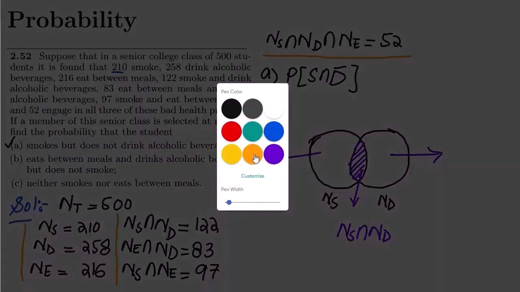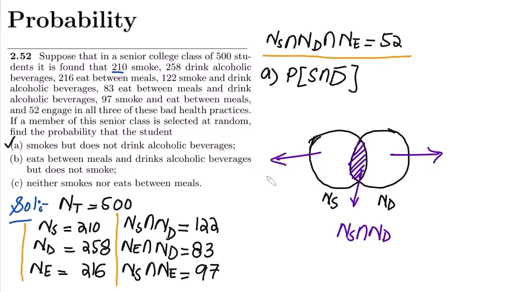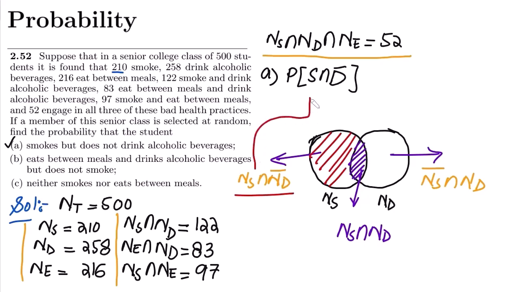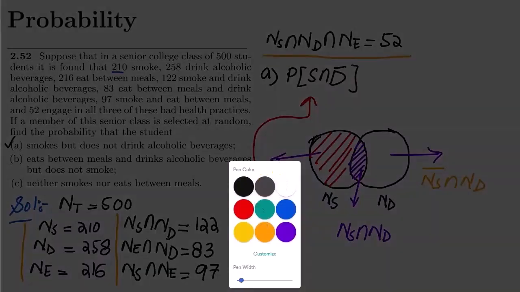Okay, so which area is this and which area is this? Let me represent them with different colors. So this area is the area in which the person smokes but doesn't drink. Okay, so this is the area. And what is this area? This is the area in which the person doesn't smoke but drinks. Okay, so that is basically the overall area. So what do I have to find out? I have to find out the probability of it, and that is the area we have to calculate.